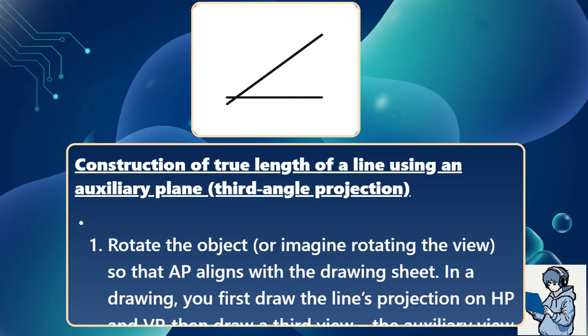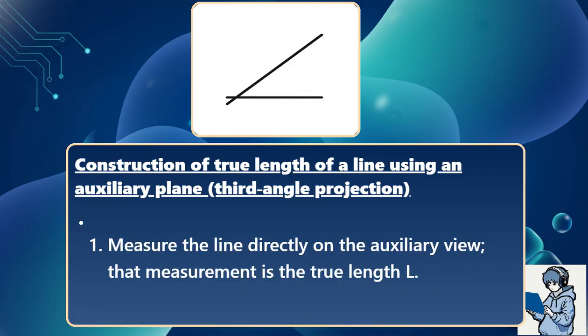Step 2. Rotate the object, or imagine rotating the view so that AP aligns with the drawing sheet. In a drawing, you first draw the line's projection on HP and VP, then draw a third view, the auxiliary view, where the line appears at its true length. Step 3. Measure the line directly on the auxiliary view. That measurement is the true length L.